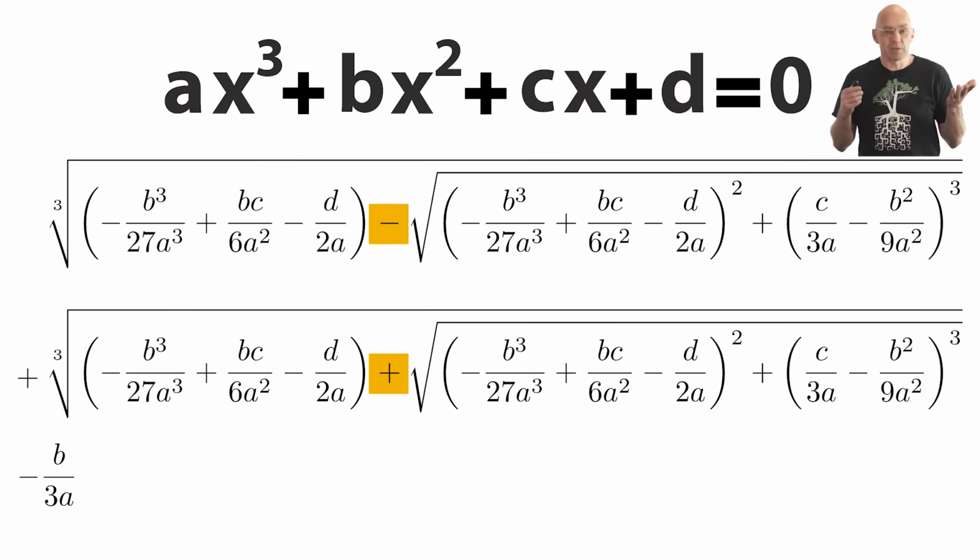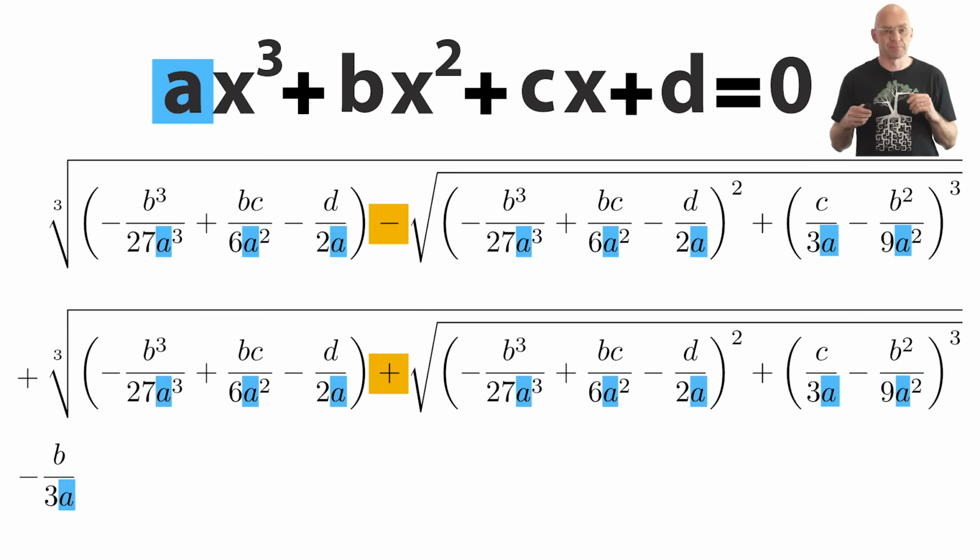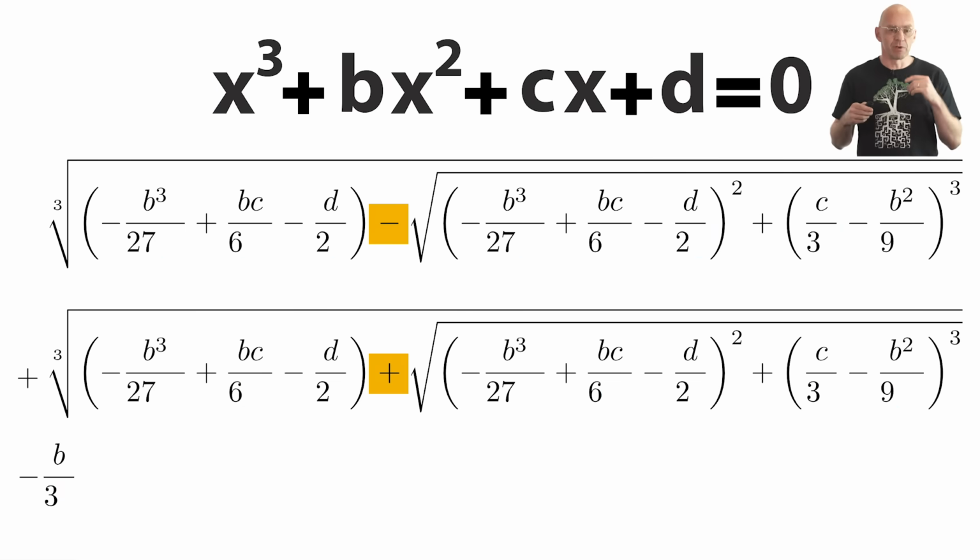What do I mean by pre-processing? Well, first, if you divide by the leading coefficient a, that gives an equation with the same solutions, but with a leading coefficient of 1. So we may as well turn all the a's into 1s. That already looks a lot simpler.